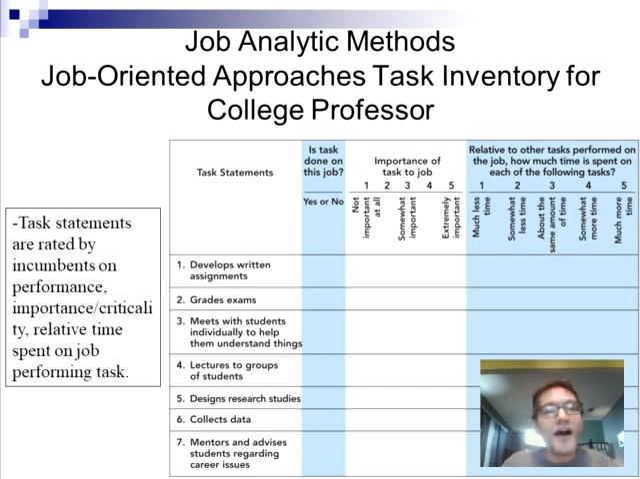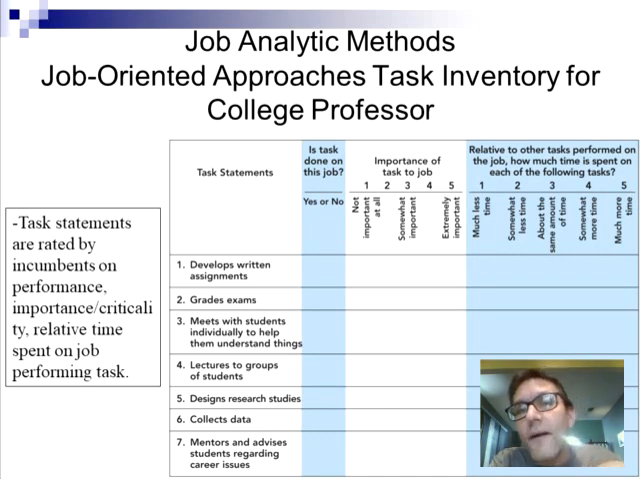As an example, this might be a task inventory for a college professor. This is kind of a cute one. I like this. It says, develops written assignments. And here's what will happen. A subject matter expert, hey, wait, I'm a subject matter expert. Okay, develops written assignments. Is the task done on this job? Yes. Look at assignment 3. Oh, developed. Okay. Importance to task: how important is my ability to develop written assignments?